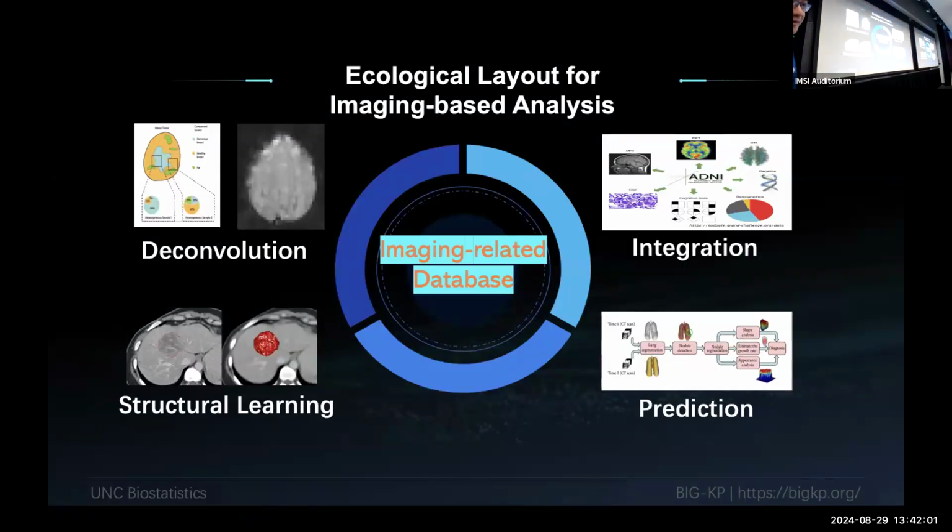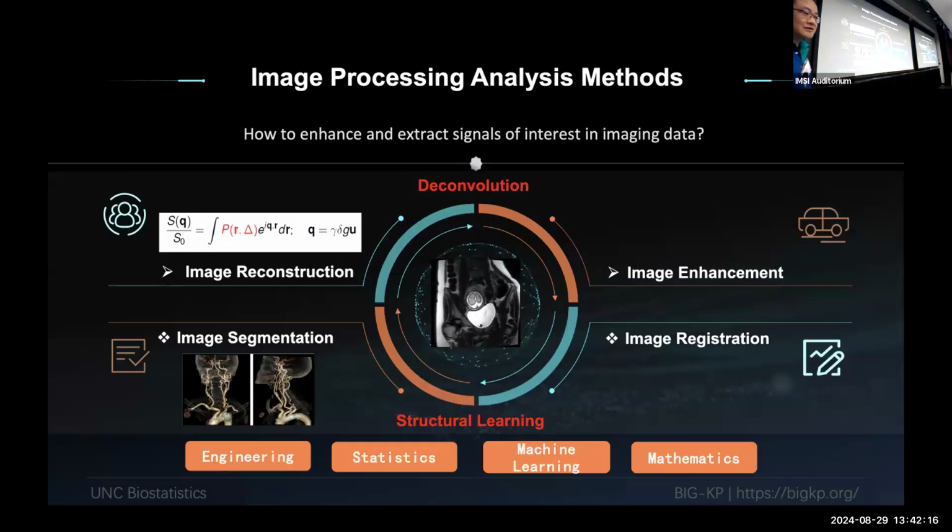And actually for neuroimaging data analysis in general, there are basically 4 major tasks. One is deconvolution, structural learning, integration, and prediction, okay? And actually image analysis is essentially also statistics, because you work on the data. In general, image analysis has 2 major methods. One is deconvolution, another one is structural learning. Okay, most of it is basically like image reconstruction.